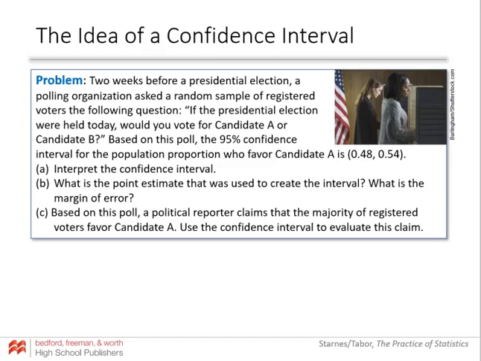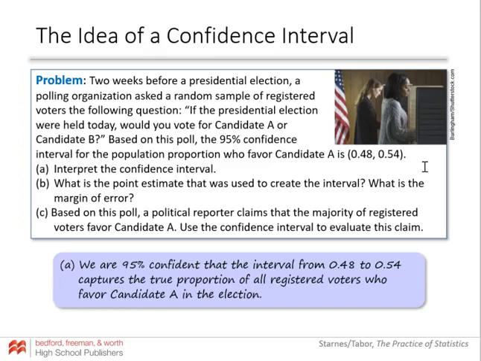So here we have an example. We have a poll before a presidential election, and they came up with a 95% confidence interval that the population proportion for people who favor candidate A is from 0.48 to 0.54. So somewhere between 48% and 54%. Let's interpret that confidence level. We are 95% confident that the interval from 0.48 to 0.54 captures the parameter that we are estimating, the true proportion of all registered voters who favor candidate A.